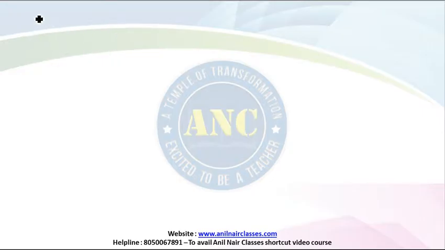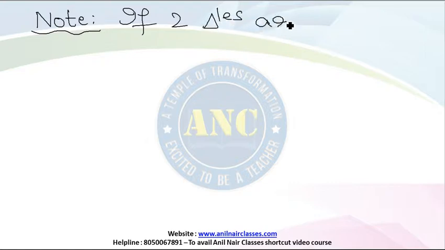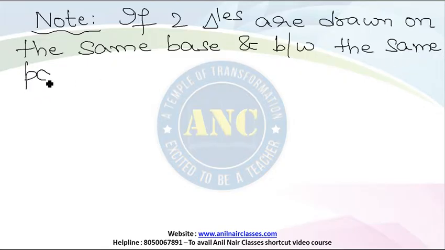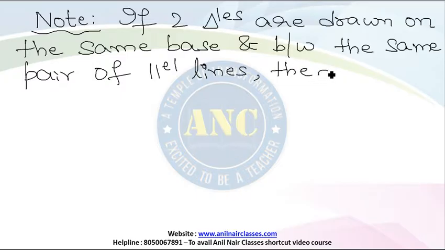Now, before moving on to my next problem, I have already discussed this key point, sir. What is that key point? If two triangles are drawn on the same base and between the same pair of parallel lines, then they have the same area, right? Then they have the same area.